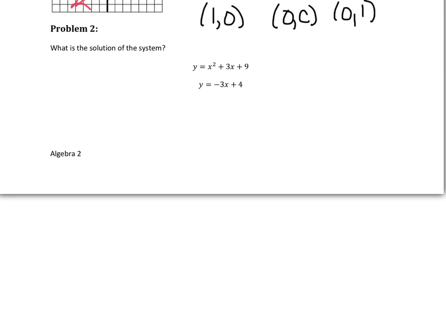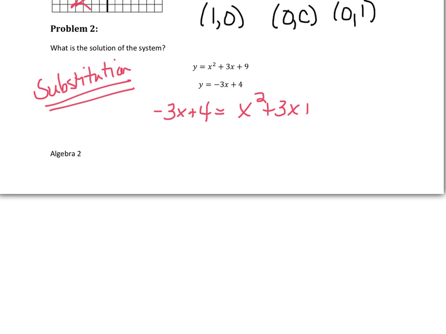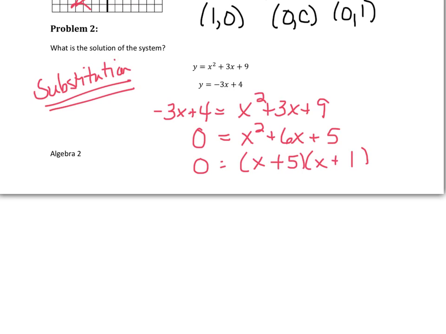All right, problem 2 is what is the solution of the system there? Well, another way to solve the system here is to use substitution. And each of these expressions equal y, so they're going to equal each other. So negative 3x plus 4 is substituted into y in the first equation, and that equals x squared plus 3x plus 9. All right, so cleaning up that equation, we get 0 is equal to x squared plus 6x plus 5. And I notice that 5 and 6 are easily factorable into x plus 1 times x plus 5.